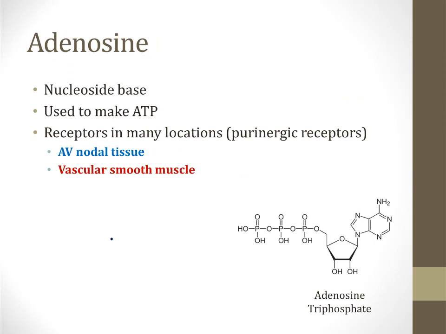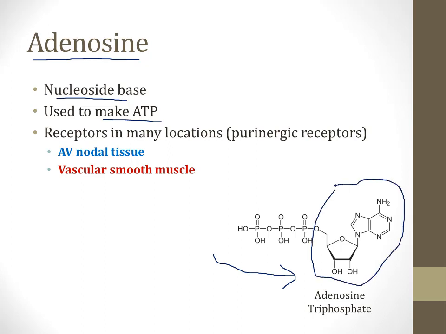For the rest of this module, I'm going to talk about antiarrhythmic drugs which are not part of the Vaughan-Williams classification scheme, meaning they are not class 1, 2, 3, or 4 antiarrhythmics, yet they are still used for their antiarrhythmic properties. And the first one I'll talk about is adenosine. And you may know that adenosine is a nucleoside base. It's used to make adenosine triphosphate, or ATP. This is the chemical structure of ATP shown at the bottom right side of the screen. This portion of the molecule is adenosine.